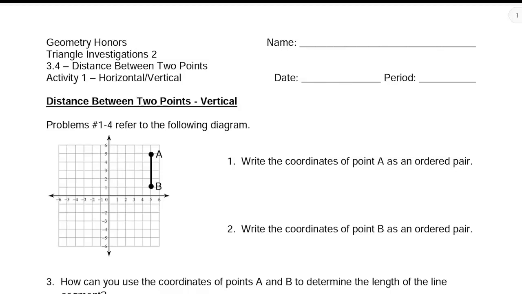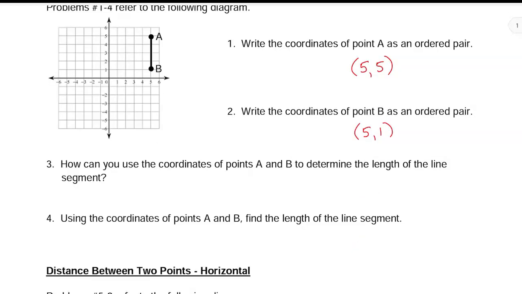Section 3.4 is about finding the distance between 2 points. In problem number 1, let's write down the coordinates of point A. Point A is at 5, 5. Number 2, write down the coordinates of point B. That is 5, 1.